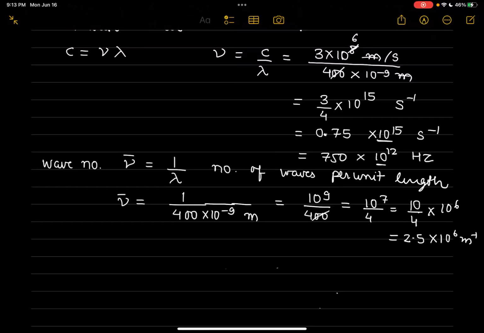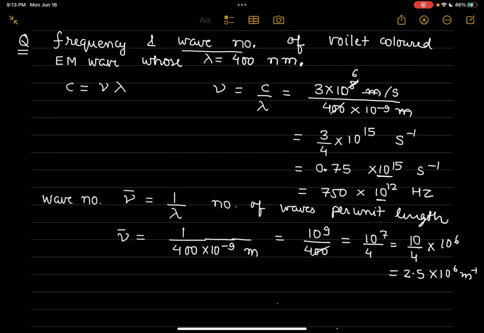What is wave number? The number of waves per unit length. Okay. What part of the electromagnetic spectrum can we see with our naked eyes?